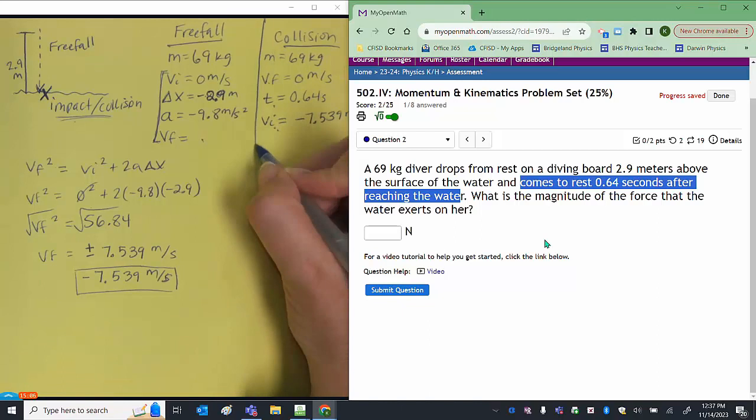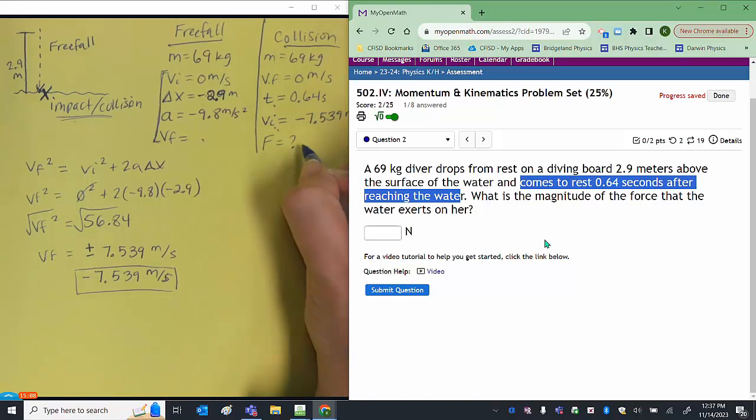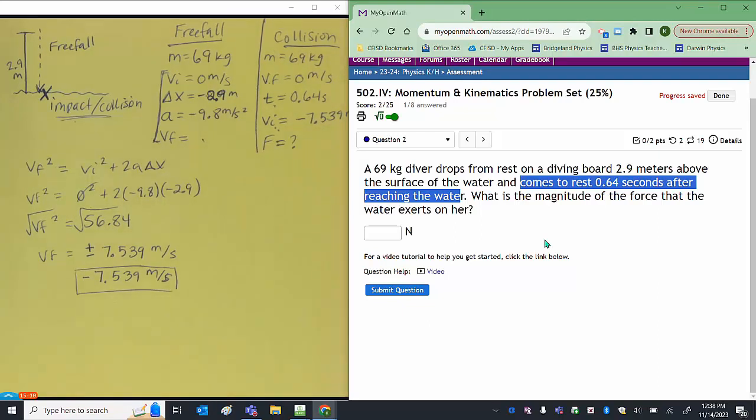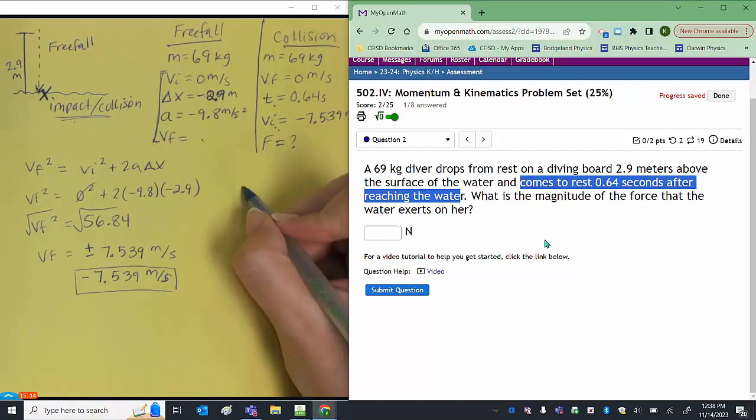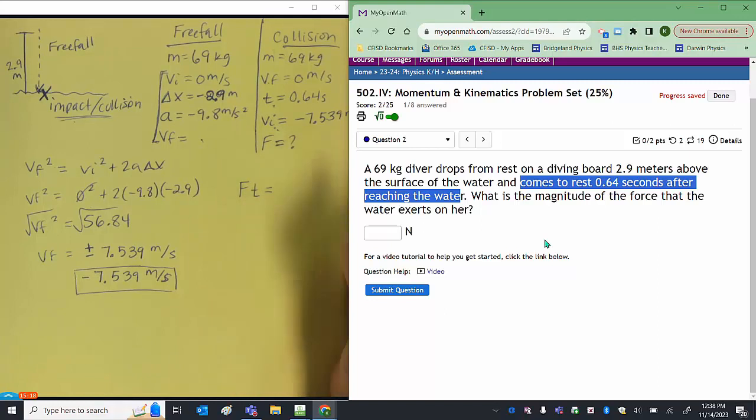So now I have an initial velocity, a final velocity, a mass, and a time, and I am trying to find force. That's what the question asks for. What is the magnitude of the force the water exerts on her? And so we're going to set this up using the same equation I did in the last problem for number 1.